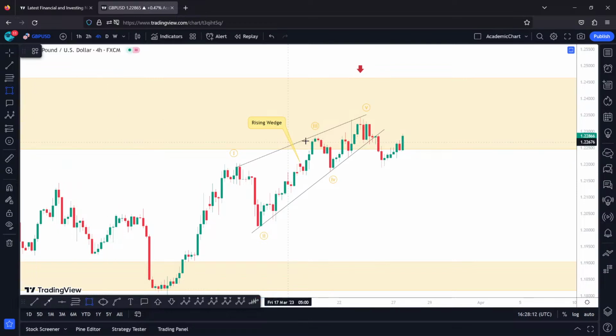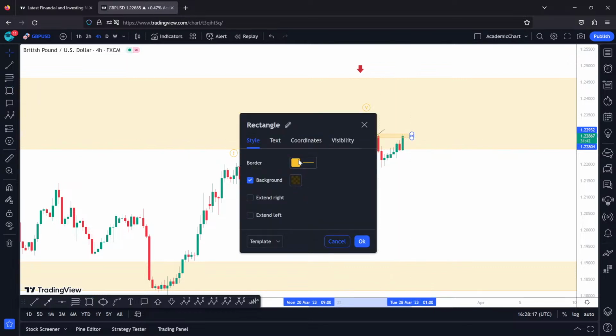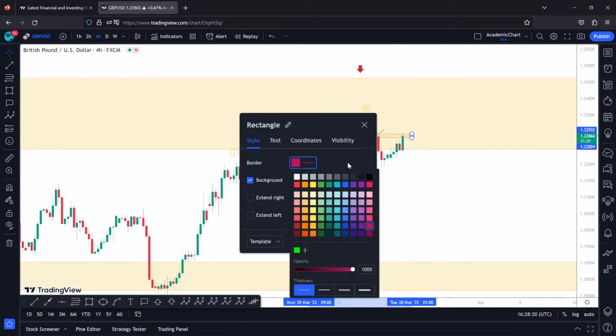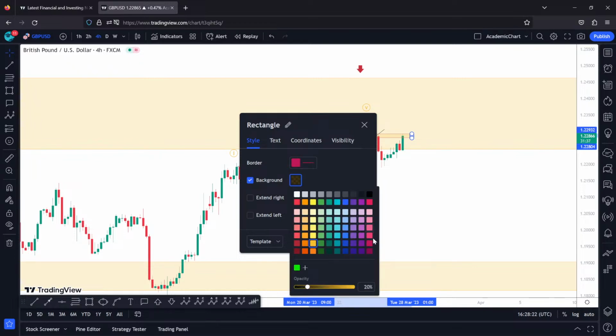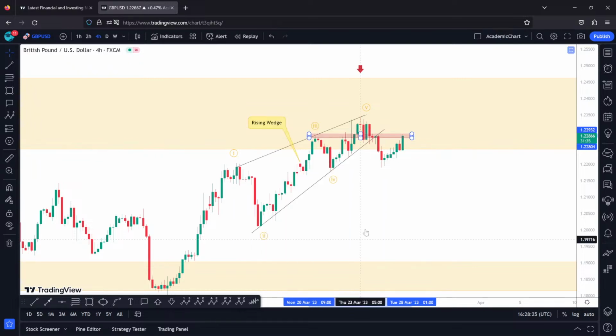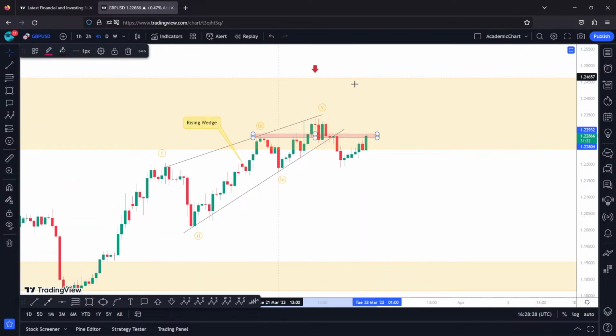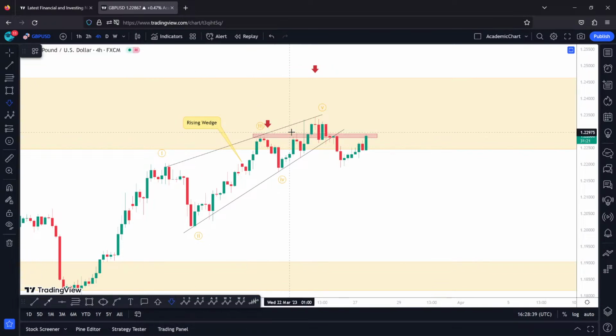So if I now grab my rectangle again, let's change its color to something else so we can have a better view of that, because it is almost in another resistance zone. We can see now, in this weekly yellowish resistance zone, an hourly resistance zone that price has just reached down to, which is the point of the breakout of this wedge, and now the retest.